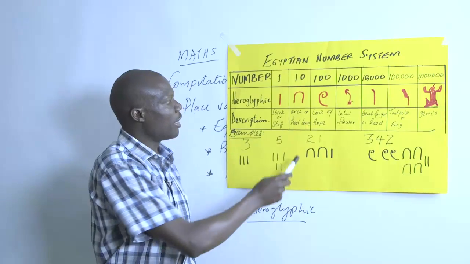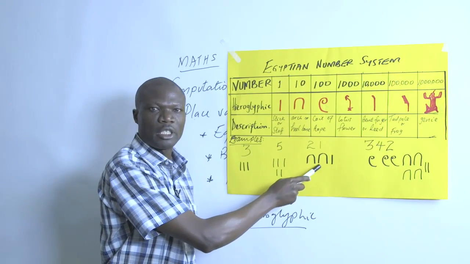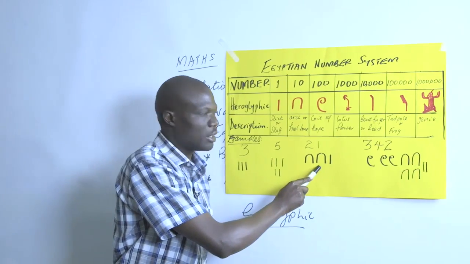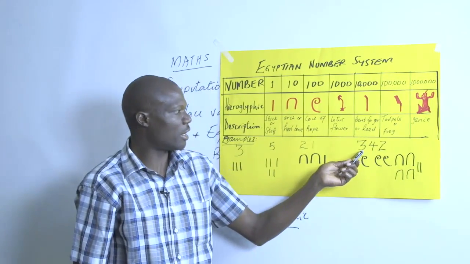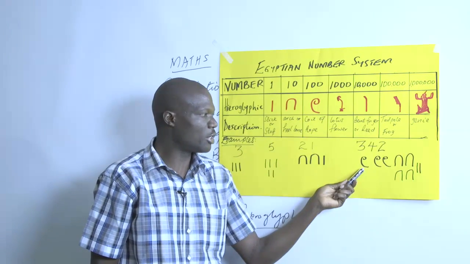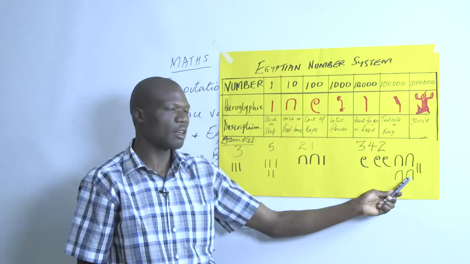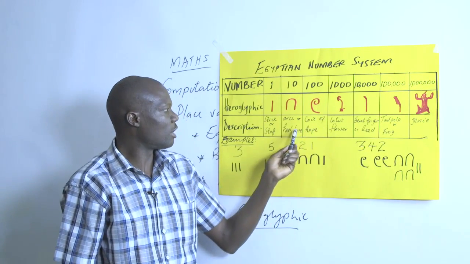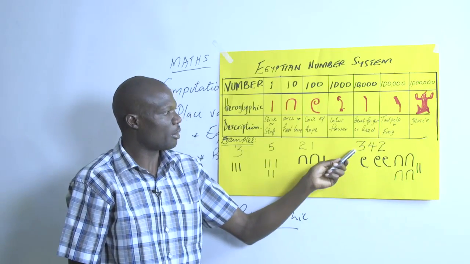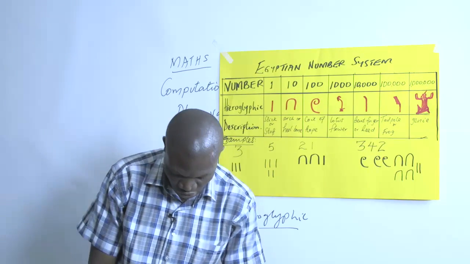For 21, we shall require 2 tens and a 1, which implies that we shall group together 2 arcs, which represent 20, and a 1 stick, which represents 1. So this represents 21. This number is 342. For 300, we shall have 3 coils, where each coil represents 100. And then we have 2 arcs for 20, another 2 arcs for another 20, so 4 arcs giving us 40. And then we have 2 sticks, which stand for 2. So the whole of this represents 342. That is how the Egyptian number system used to work.